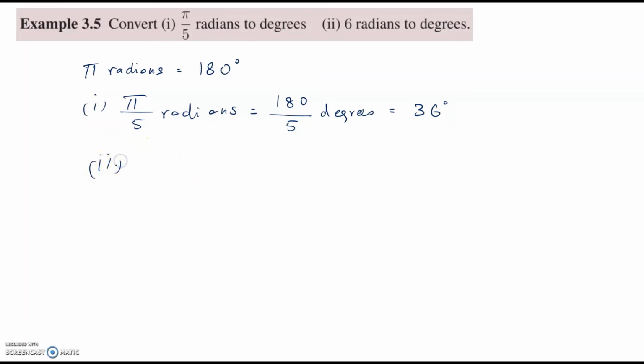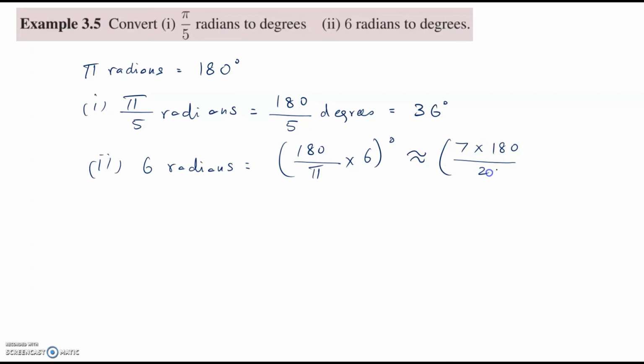Similarly, the second one, 6 radians will be equal to 180 divided by pi into 6 degrees, which is 7 times 180 divided by 22, using the value of pi as 22 by 7, into 6 degrees, and that's equal to, simplifying this, we can get 343 7 by 11 degrees.